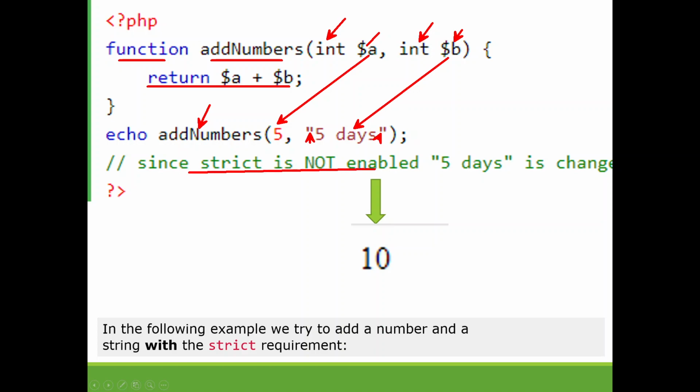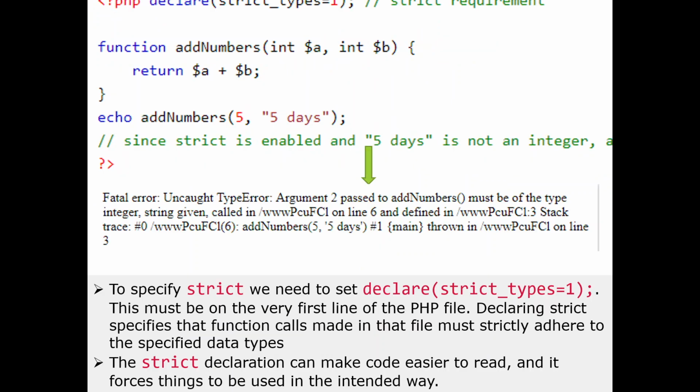So since strict is not enabled, 5 days is going to be converted to just 5, into int 5, and therefore the output of this particular program is going to be 10 because we have not declared strict type conversion.